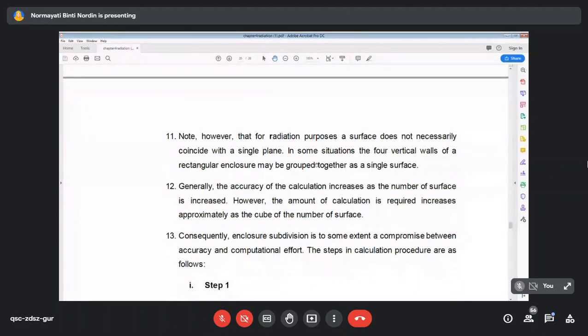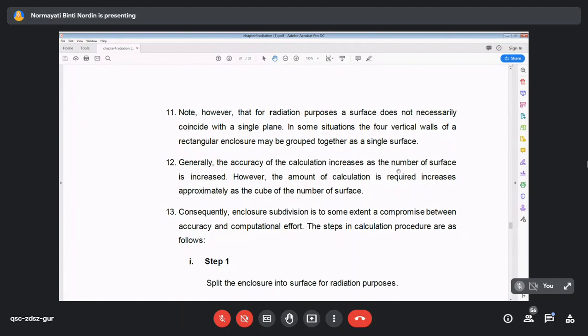So here note, however, for radiation purposes, a surface does not necessarily consist of a single plane. In some situations, the four vertical walls can be grouped as a single zone or single surface. This is also important. Sometimes a zone or surface does not consist of only one surface. We can group several surfaces and treat them as the same zone. That can happen too. Okay, and generally the accuracy of the calculation increases as the number of surfaces increases. This is true. It means the accuracy will increase if there are more zones.